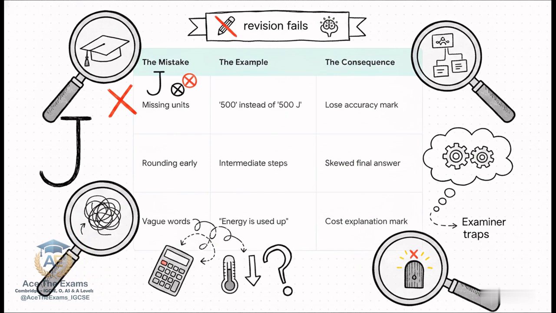The second trap is rounding way too early. If you round your intermediate steps in a kinetic energy calculation, your final answer is going to be completely skewed, and the consequence is a heavily penalized final grade. And the third trap? Vague explanations. Saying something like energy is used up instead of energy is transferred to the thermal store of the surroundings will absolutely cost you the explanation mark. Examiners are literally trained to spot these specific mistakes.